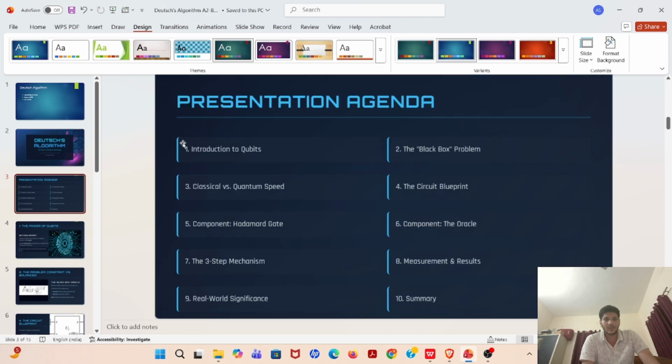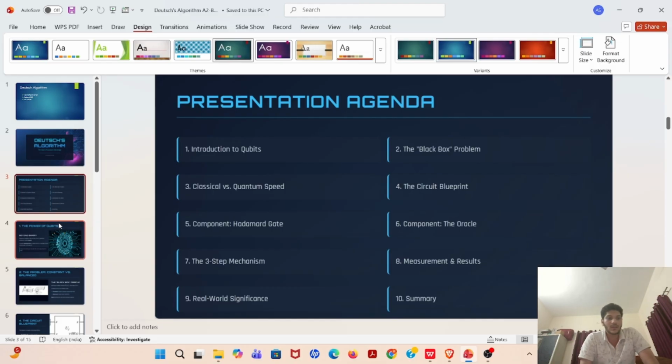What are the steps? In today's video, we are going to learn about the introduction to qubits, the black box, what is the black box, the difference between classical and quantum, which is better, classical or quantum computers, the circuit blueprint, Hadamard gate, oracle, what is the role of the oracle, the three-step mechanism, measurement and result, the real world significance of quantum computers, and in the last we are going to study the summary.